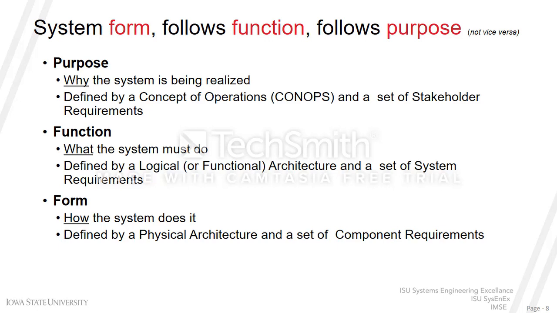System form follows function and then follows purpose. This is a very key element of systems engineering, a maxim that is not always understood or widely utilized. So for example, the purpose is why is the system being realized? So this is defined by the concept or the stakeholder requirements. That needs to be done first so that you can then lead into the function, what the system must do. So from there, you then get into form, which is how the system does it. So consider an example of cable television and remote controls.